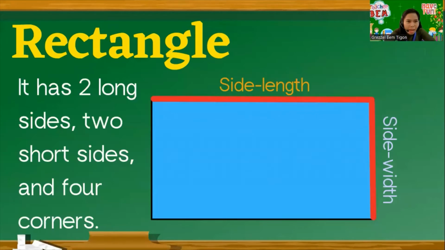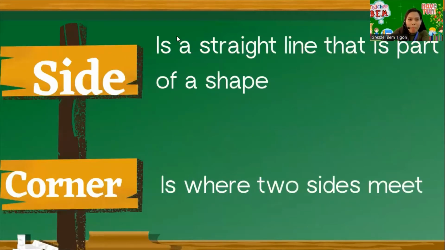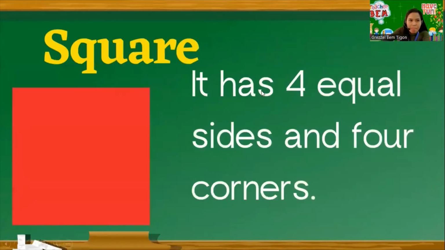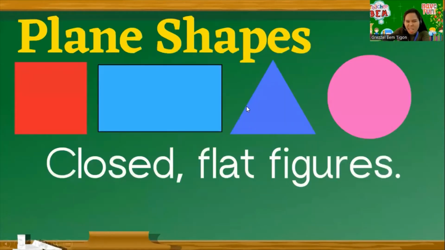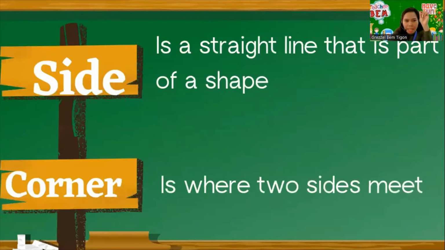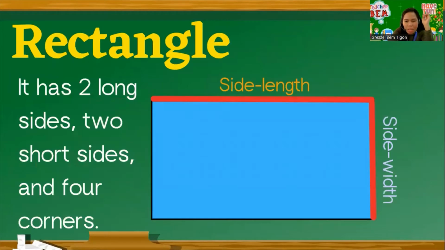And rectangle, it has 2 long sides and 2 short sides and 4 corners. So as what you can see here, grade 1, when we say side, it is a straight line that is part of the shape. And when we say corner, it is where 2 sides meet. Okay, so don't forget, when Teacher Bam asks you what is a plane shape, it is a closed and flat figure, just like the examples that I have shown you.